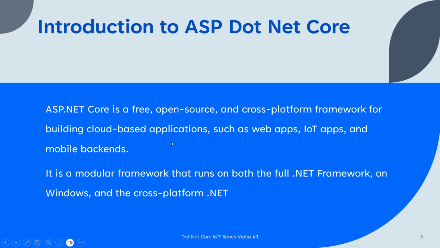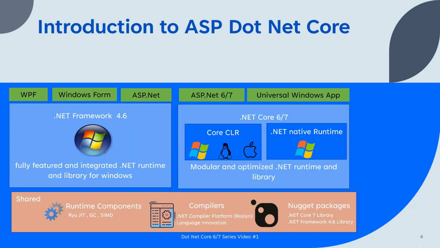Now let's start, friends. ASP.NET Core is a free, open source and cross-platform framework. As you know, we can build cloud-based applications such as web apps, IoT apps, or mobile backends, or a web backend also. It is a modular framework that runs on both .NET Framework as well as cross-platform .NET, which we can run on Linux or Apple. The structure of the entire .NET system is somewhere like this. We have .NET 7 or 6 or 5, .NET Core 3, with CoreCLR and the .NET native runtime, and this can run on Windows, Linux, Apple, and so on.